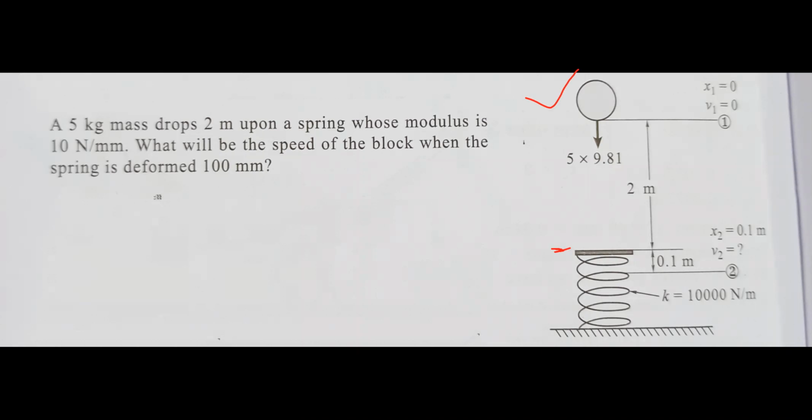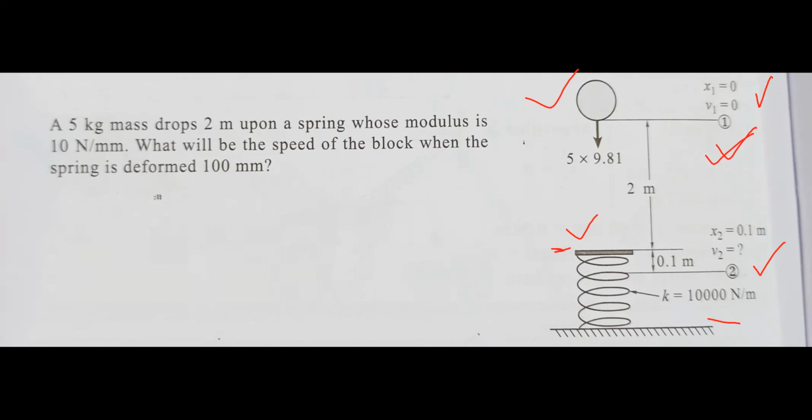So we need to calculate what would be the speed of the block when that spring is deformed by 100 mm. All the necessary data have been given. We can consider position 1 as well as position 2. At position 1, x1, the value of velocity is 0 as well as deformation will be 0. But when it falls over this spring, it will compress it by 0.1 meter, such that we need to now find the velocity v2 when that is being compressed by x2 equals 0.1 meter, and the value of k given here is 10,000 Newton per meter.